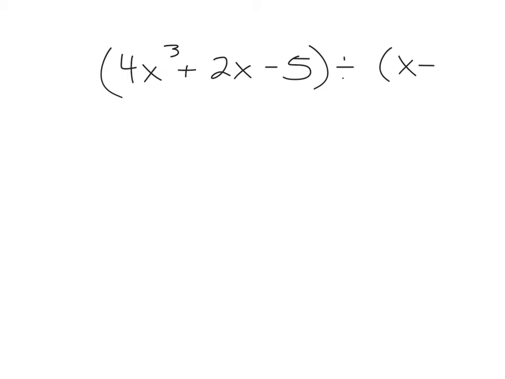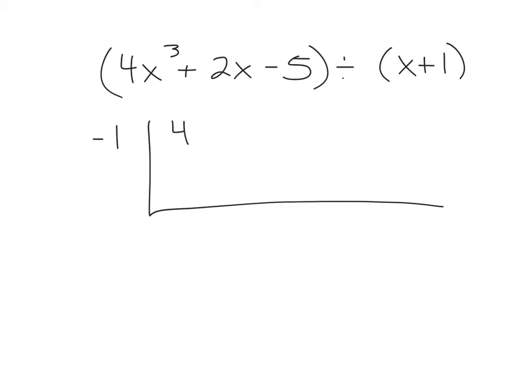So say I gave you something like this, 4x cubed plus 2x minus 5 is going to be divided by x plus 1. Now, the idea is that we're going to write in our divisor. With it being the opposite, it's a negative 1. Then we're going to put only our coefficients in for the dividend, so we have 4. But I'm missing x squared, so I need a 0 placeholder. Then I have my 2, and then my negative 5.